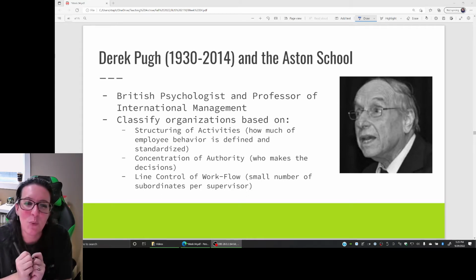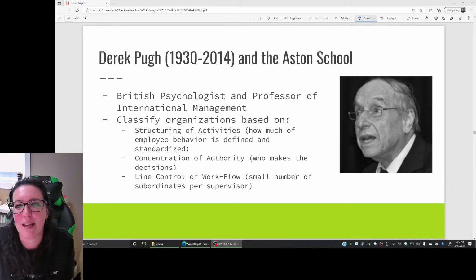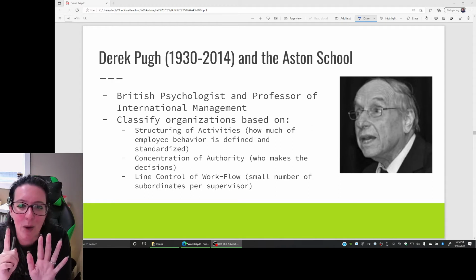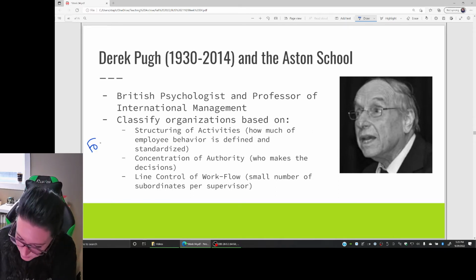And let's use the work of Derek Pugh. So he was a British psychologist and professor of international management. And he said you could classify organizations based on 3 things. What he called the structuring of activities, so how much of an employee's behavior is defined and standardized. So which of the 6 that we've been talking about would that be? Right? That is the formalization.